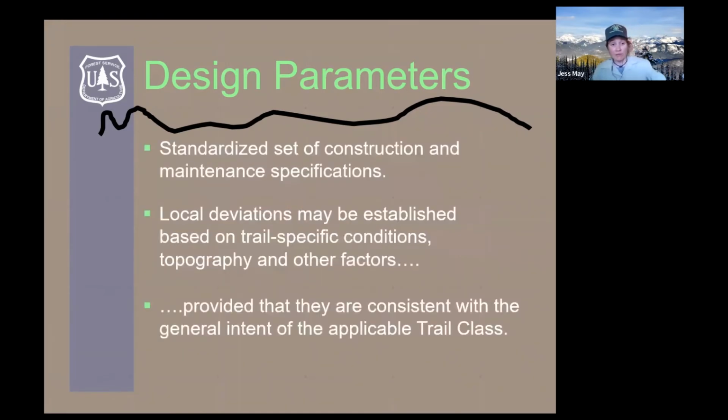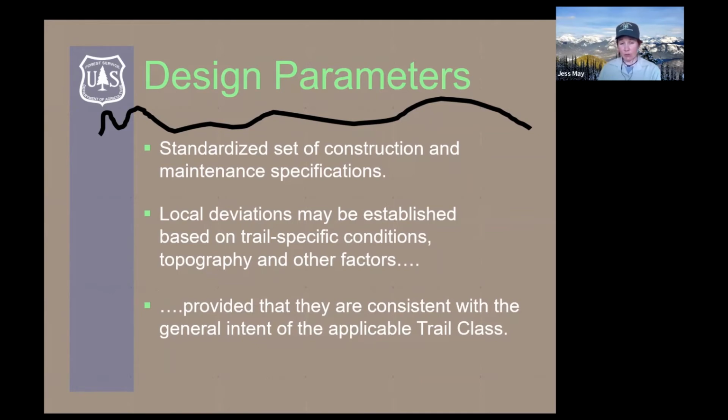And we have, at least in the Forest Service, a set of predefined, standardized answers to what those specifications are based on the combination of trail class and designed use. But they're all a range, and it's designed so that local deviation can be established. So I can decide as the trail manager that I have a trail that is managed for pack and saddle and for bikes.